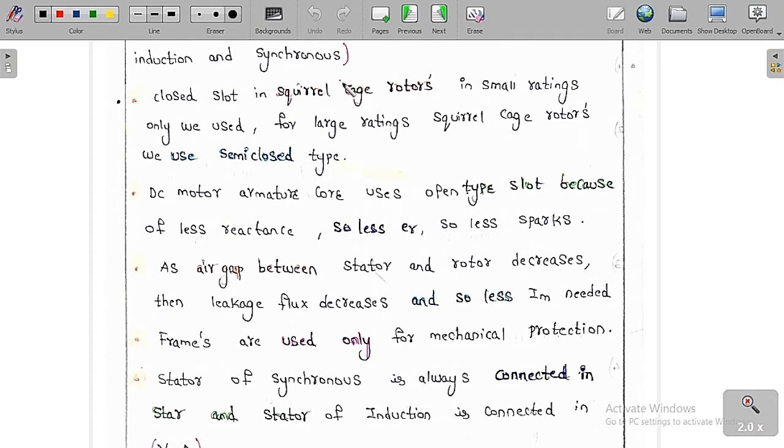So I already told you, in large ratings we go for the open type slots in both the stator and the rotor, in the induction and also in the synchronous machines.